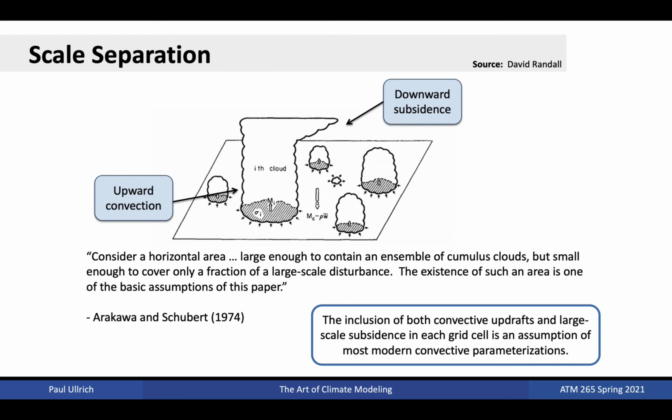This motivates a fundamental assumption of convective parameterizations first stated by Arakawa and Schubert in their famous 1974 paper, where they describe the foundations of their convective parameterization. Namely, consider a horizontal area large enough to contain an ensemble of cumulus clouds, but small enough to cover only a fraction of a large-scale disturbance. The existence of such an area is one of the basic assumptions of this paper. When the grid spacing becomes too small for this assumption to hold, traditional convective parameterizations can no longer be employed, and we must transition to more advanced schemes, or fully resolve the dynamic convection.